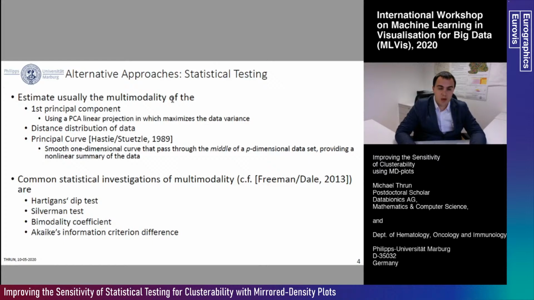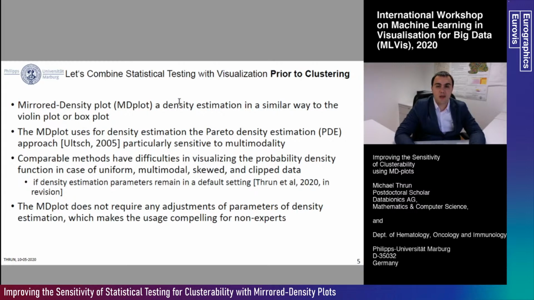Alternative approaches prior to clustering are based on statistical testing. Usually, the multimodalities are investigated, for example, the first principal component is tested, which is based on the linear projection of PCA, and we know that PCA maximizes the data variance. Multimodality of the distance distribution can be investigated, or on the principal curve of the data. Common statistical investigations of multimodalities are the Akaike information criterion, the bimodality coefficient, or two statistical tests called Hartigan's dip test and Silverman test. The idea of this workshop paper is to combine statistical testing with a visualization prior to clustering.